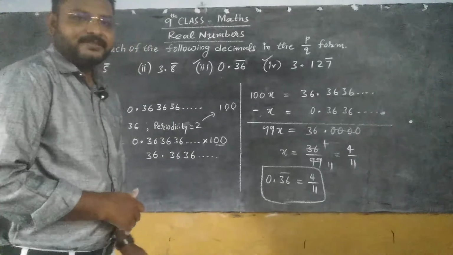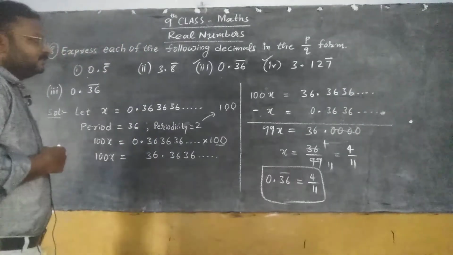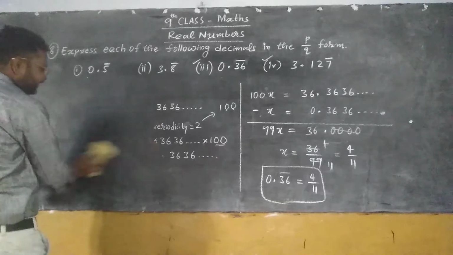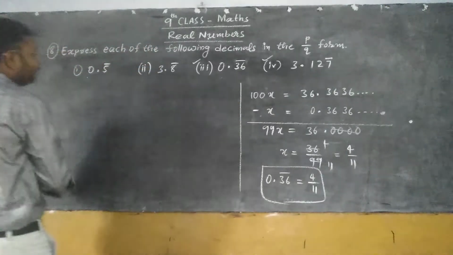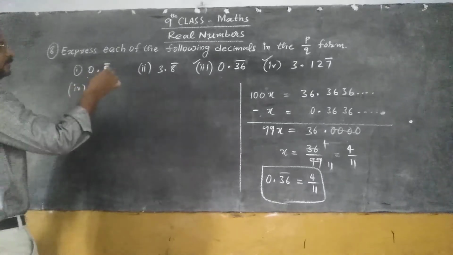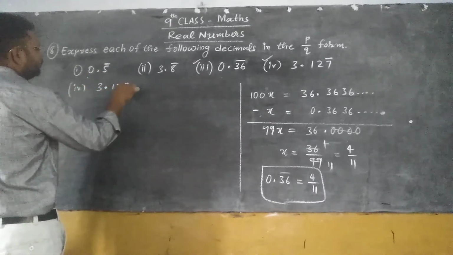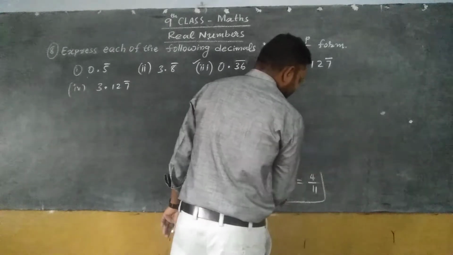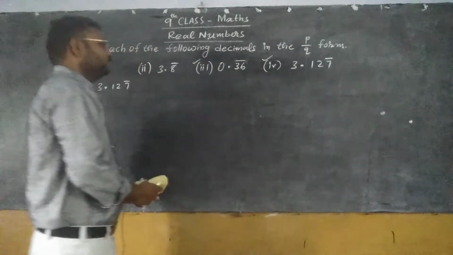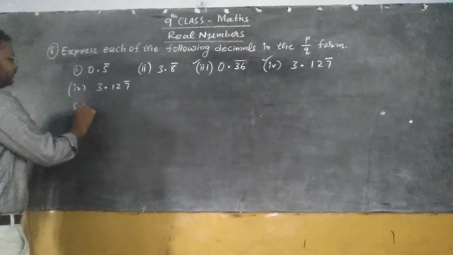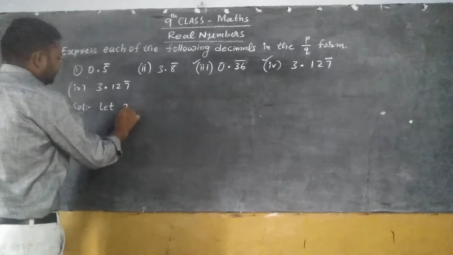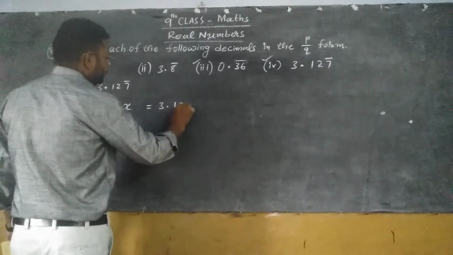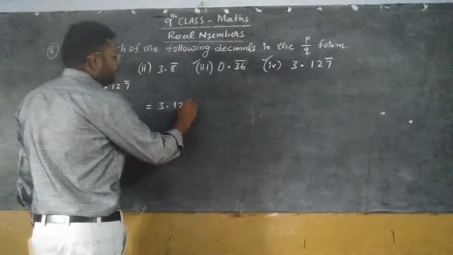Shall we discuss one more problem here? That is the fourth problem. What is the fourth problem here? The fourth problem is 3.127 bar. Here the bar is over only one digit, that is 7. It means 7 is going on forever. So let the given number be x. x is equal to 3.12 with 7 going on forever.